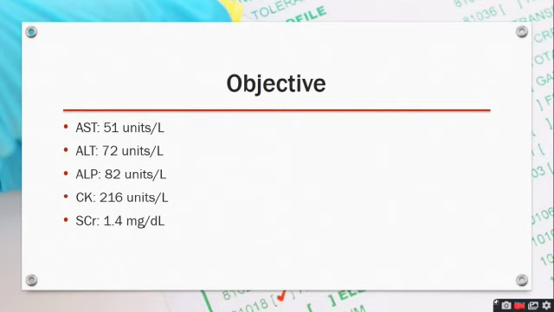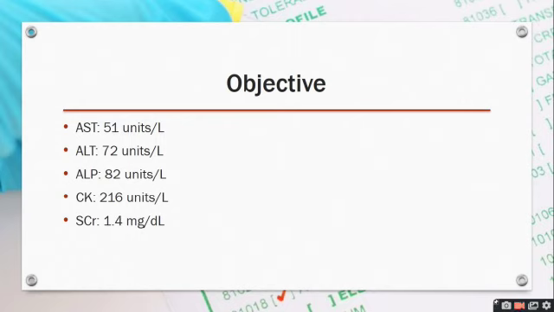Now the objective is all the lab reports. The first lab report is the AST level, that is 51 units per liter, but the normal range is 0 to 35 units per liter, meaning the AST level is elevated. The ALT report shows 72 units per liter, but the normal range is 0 to 35 units per liter, so it is also elevated. The ALP value is 82 units per liter and the normal value is 30 to 120 units per liter, meaning it is in the normal range, so ALP is okay.